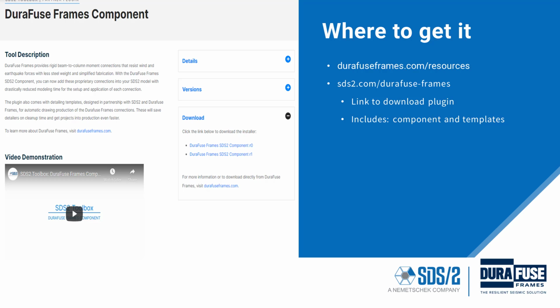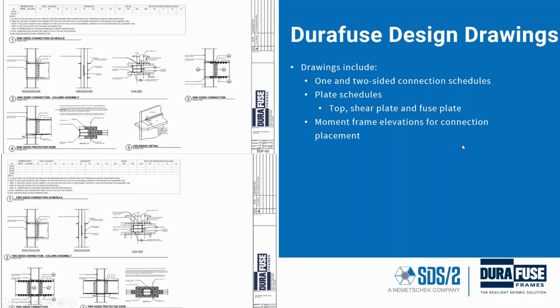So starting off, where to get it. Paul already mentioned this, but it's important for you guys to go home with this information. You can get this from the DuraFuse website or from the SDS2 website. And I've just shown on the SDS2 website where this will be located. And if you click on the DuraFuse frames, then it'll open up an area that'll give you some links to download the plugins, and that will include both the component and the templates.